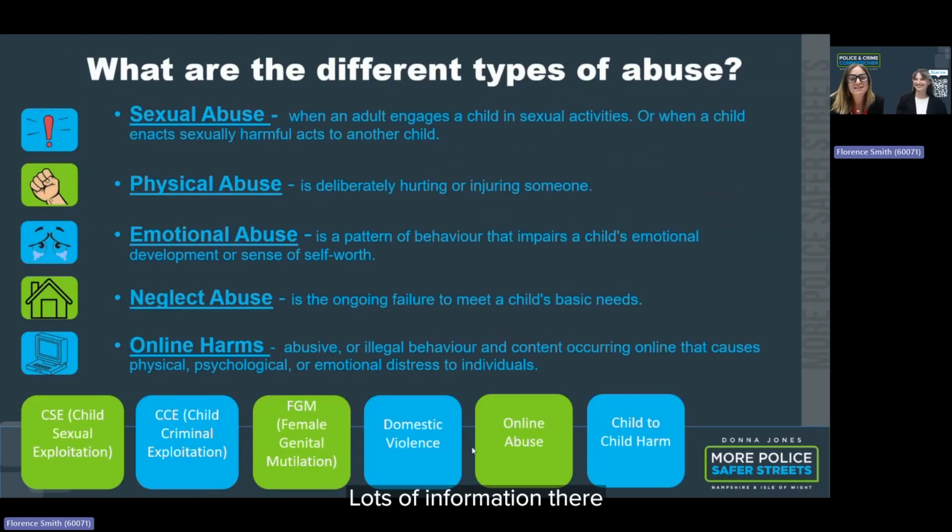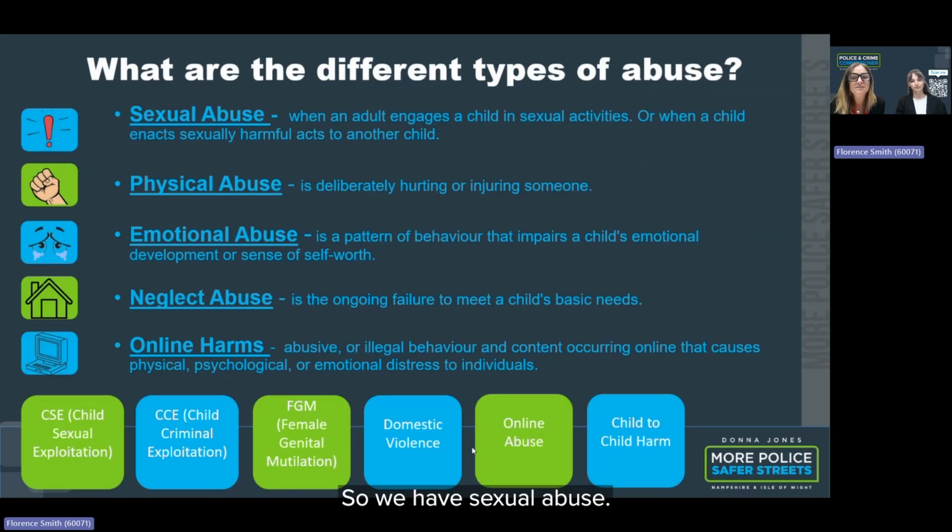Lots of information there and lots of things to look up if you want to know more about that. We're moving into now what the different types of abuse are. And then we're going into what that would look like for disabled children as well, and then what to do around disclosures and reporting.